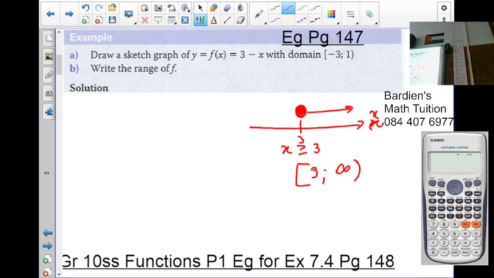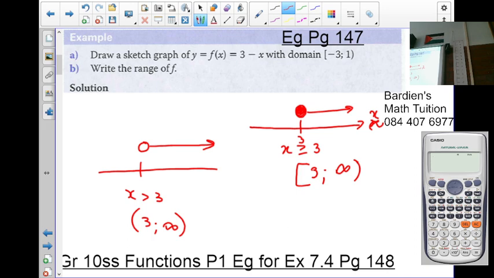So what if we have x greater than 3? Would it be an open or closed circle? Open. If it's equal to, it will have a closed circle. So if x is greater than 3, in interval notation it will have a curve bracket, 3, and it goes all the way to infinity, curve bracket. So what does a block bracket mean? It's inclusive, it's included. What does a curve bracket mean? Excluded. Infinity will always have a curve bracket.